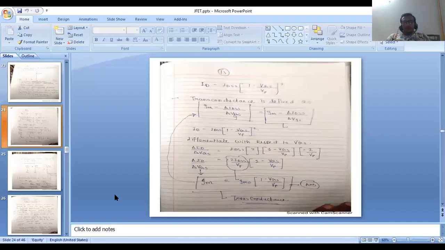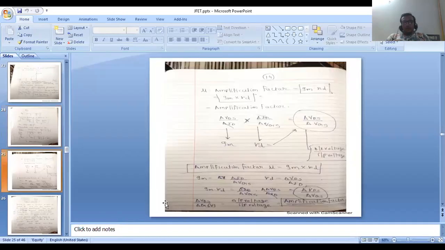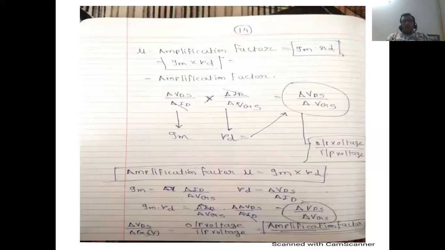Next point, which is considered the amplification factor. Now see, what is the meaning of amplification factor? It is known as output voltage divided by input voltage. Sorry, amplification factor means what? Output resistance divided by input resistance.